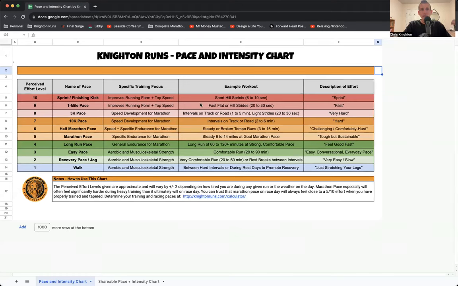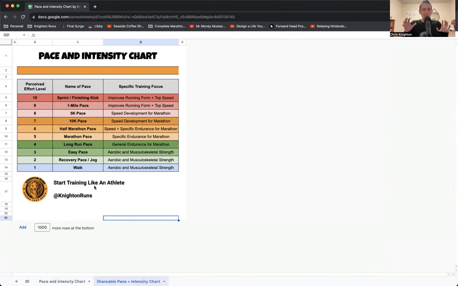So, the Knighton Runs pace and intensity chart. This is the full version of the chart, and this is included within the Complete Marathon Training Program that I've released on my website. But I'm first going to start with an easier to digest version of it. It's a little simpler, and this is what I would generally share on social media when people just want a quick little overview. So here we go.